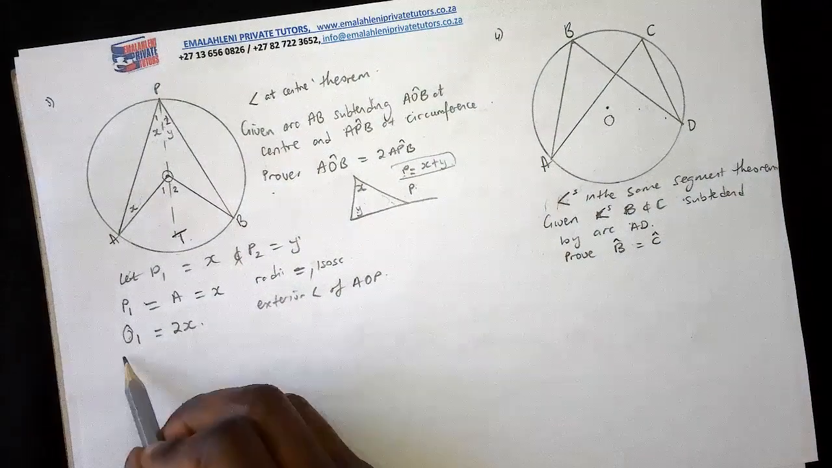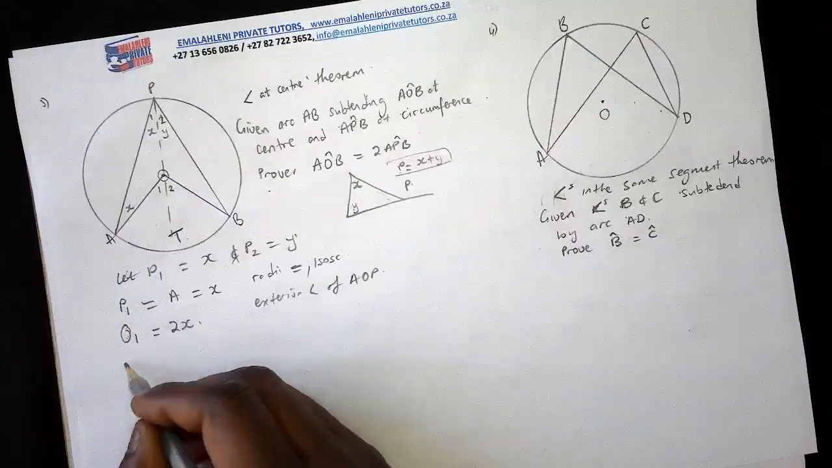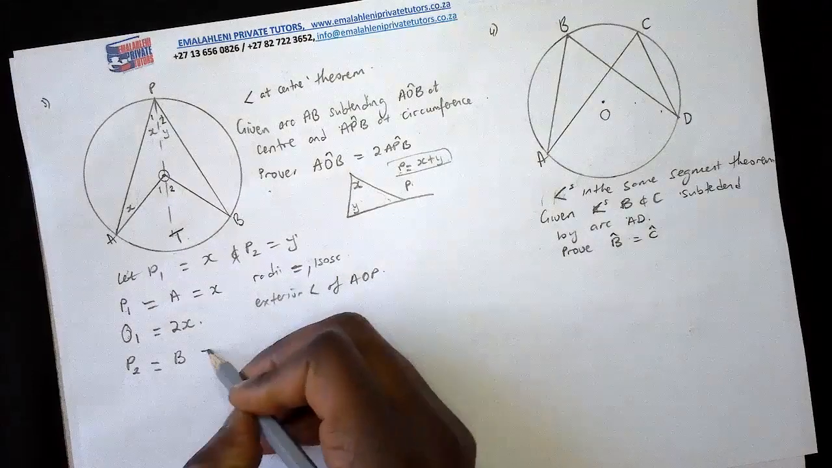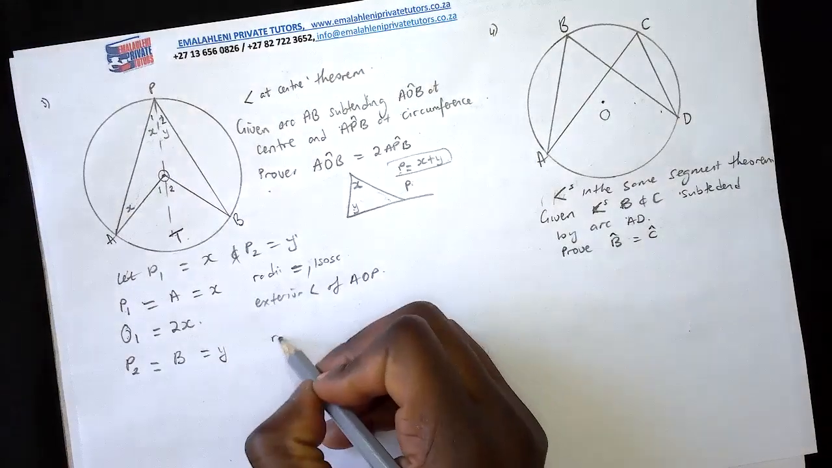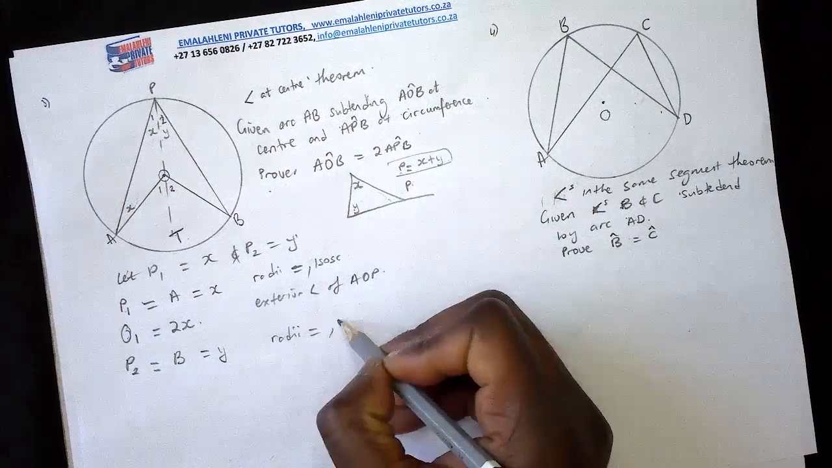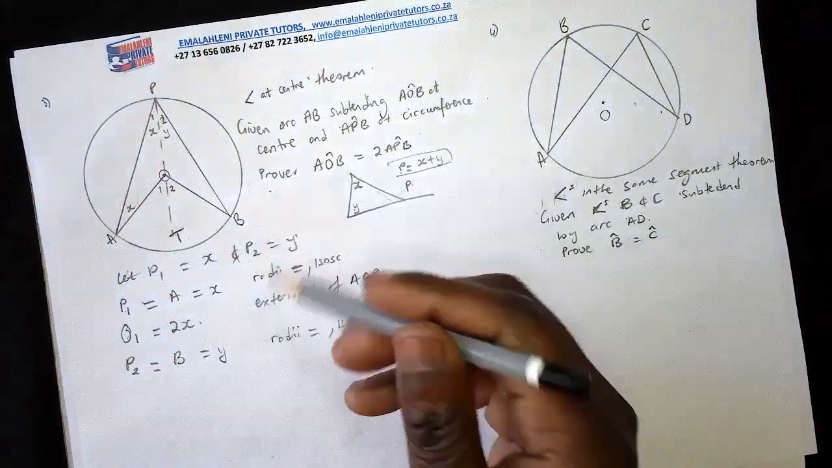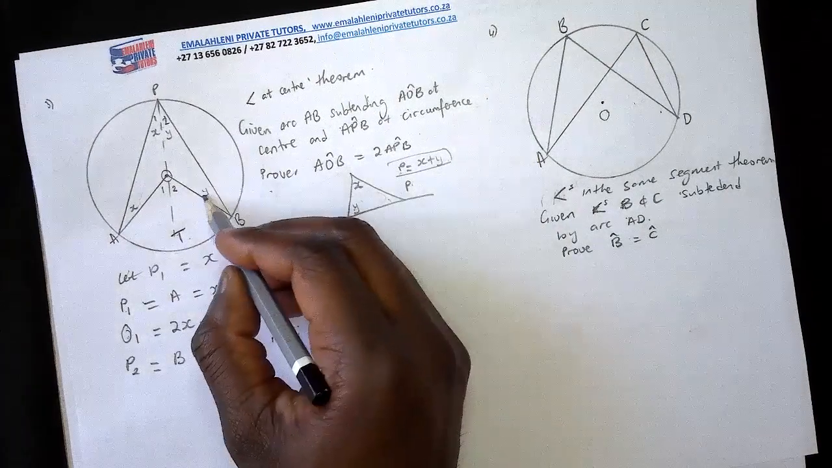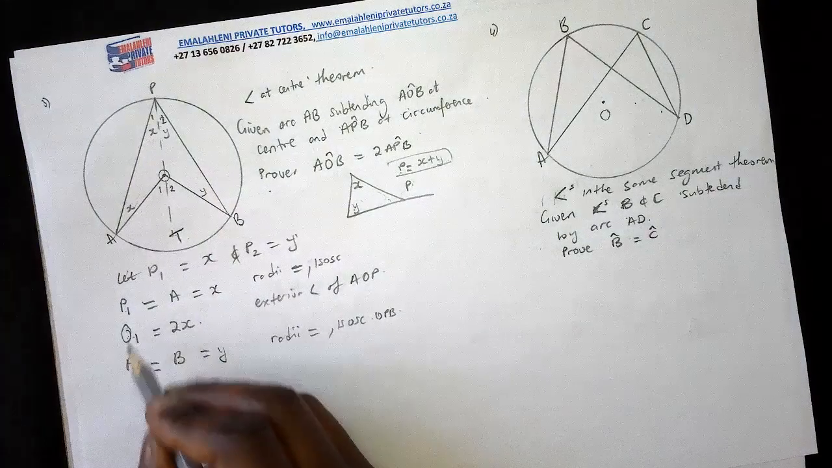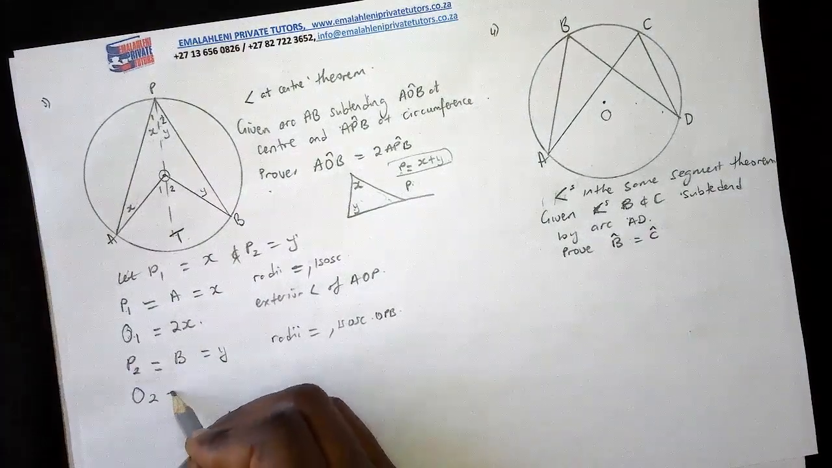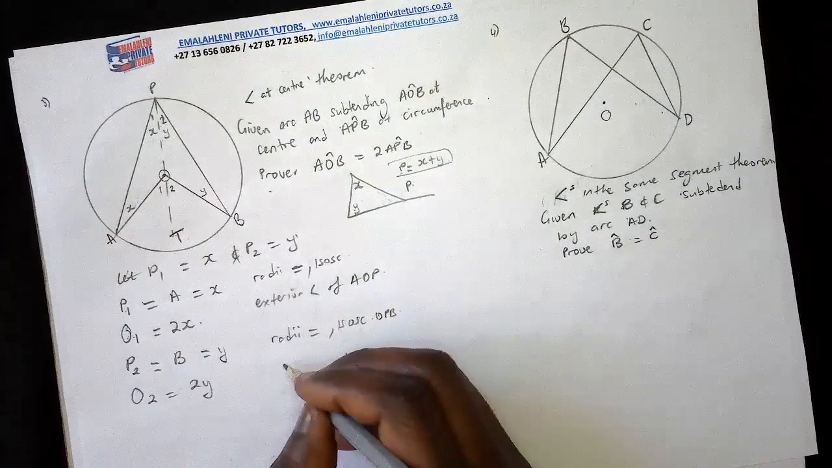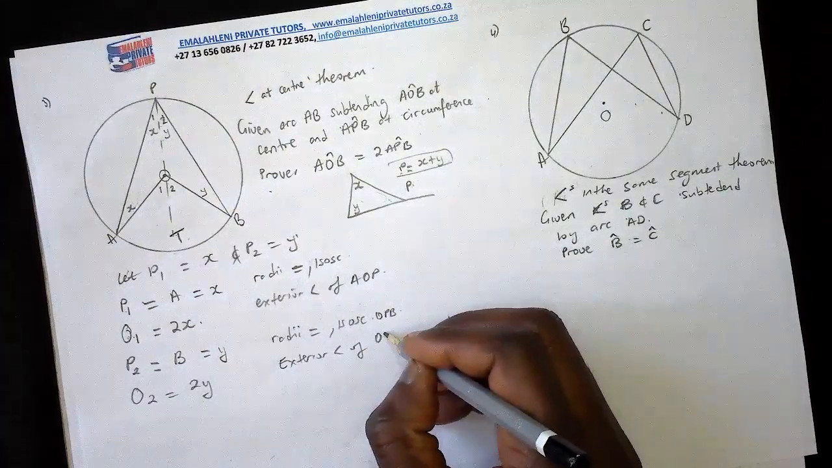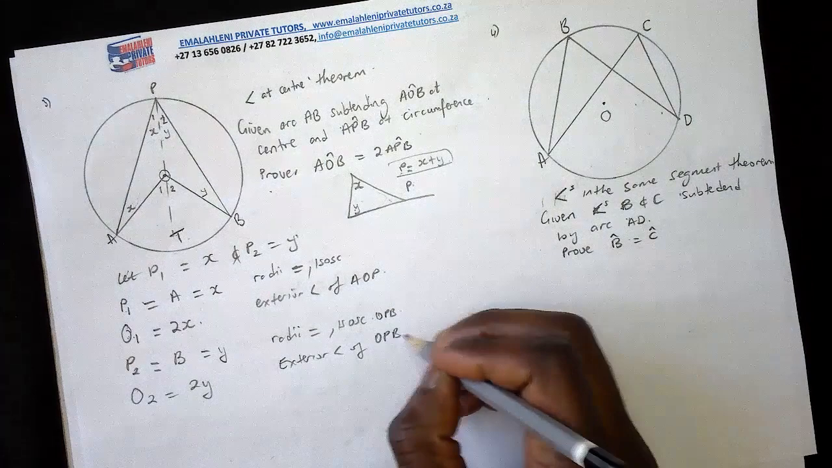Now we move on again. We also see P2, same for P2. P2 is equal to B is equal to Y. Again, radii are equal, and it's your isosceles now. The isosceles triangle is OPB. Then it means that here we also have Y there. Then again, O2 is equal to 2Y, because again, Y is an exterior angle of OPB. Okay, that's what we have there.